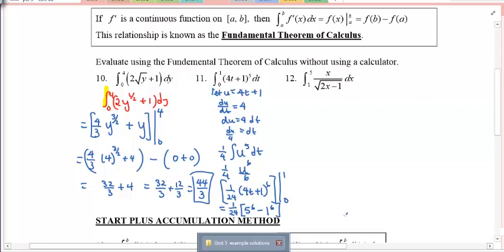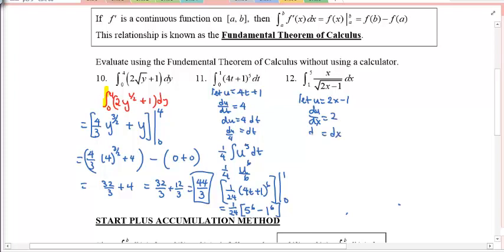Okay. Number 12, same business. This time I'm thinking, to find the antiderivative, hello, u substitution again. Let u equal 2x minus 1. I think that would be good. du/dx this time is 2. So dx is just du over 2.